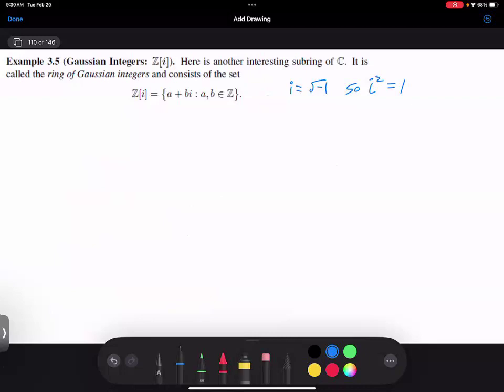And so it turns out that this is going to be a ring. And we need to figure out how do we want to define addition, how do we want to define multiplication. So if I give you a plus bi and c plus di, how should we define addition?